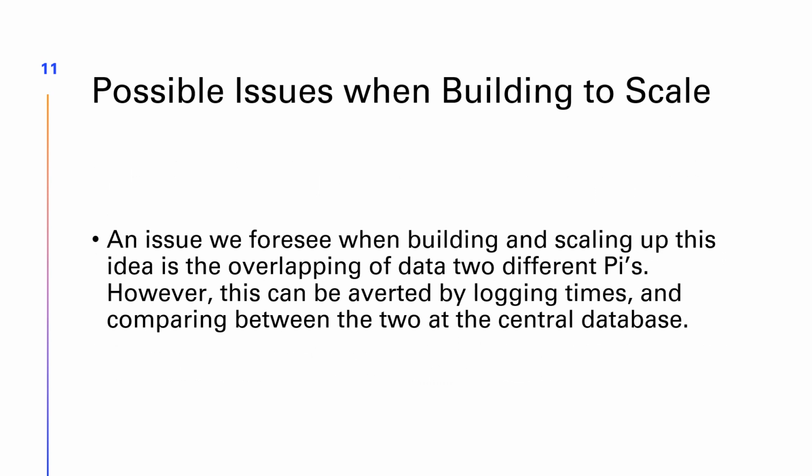And one note we just want to add in, one of the possible issues we noted when building to scale is overlapping Pi information. So if two Pis can capture one person's data who's kind of in between them, that could lead to duplicate data. So in order to combat that, we could just record times and then compare them to the central database.